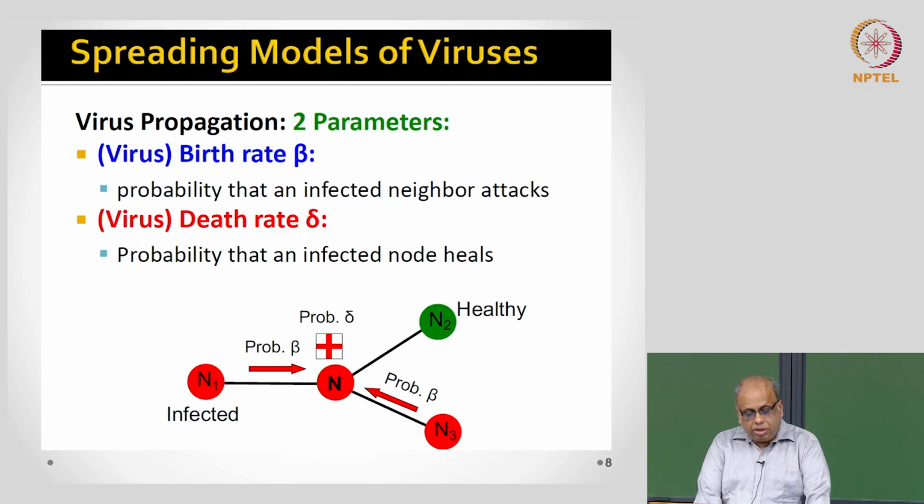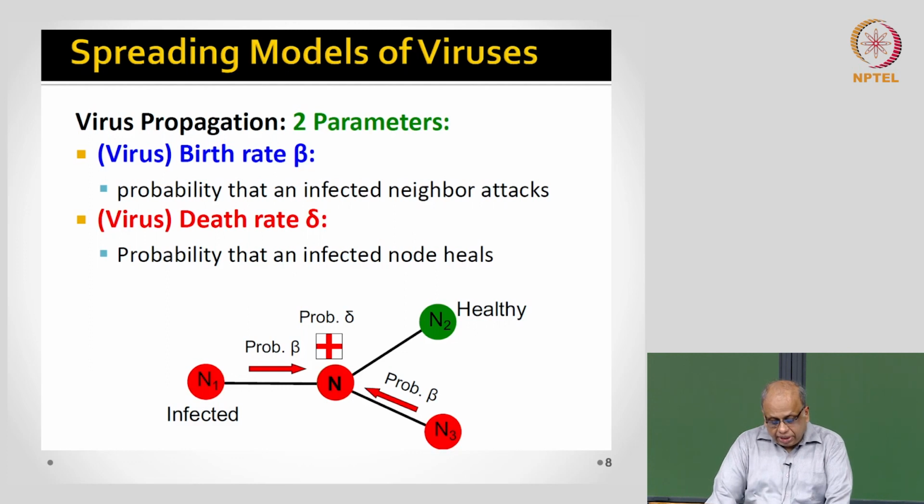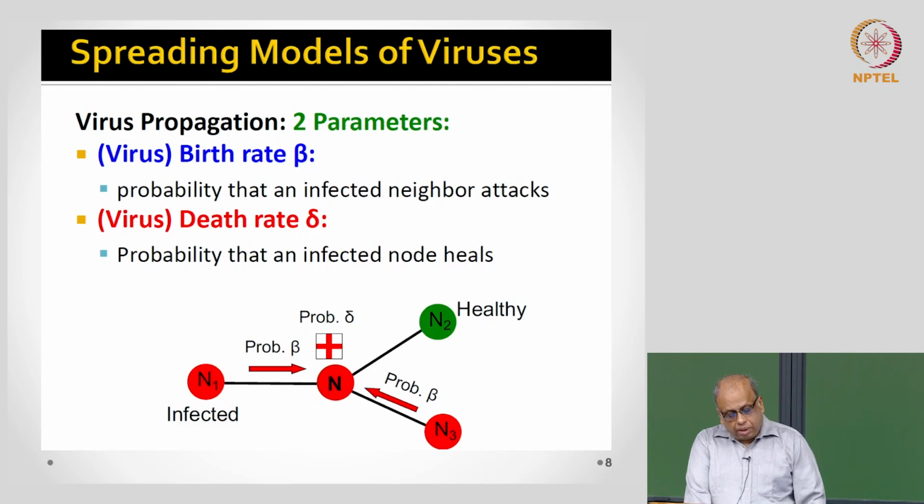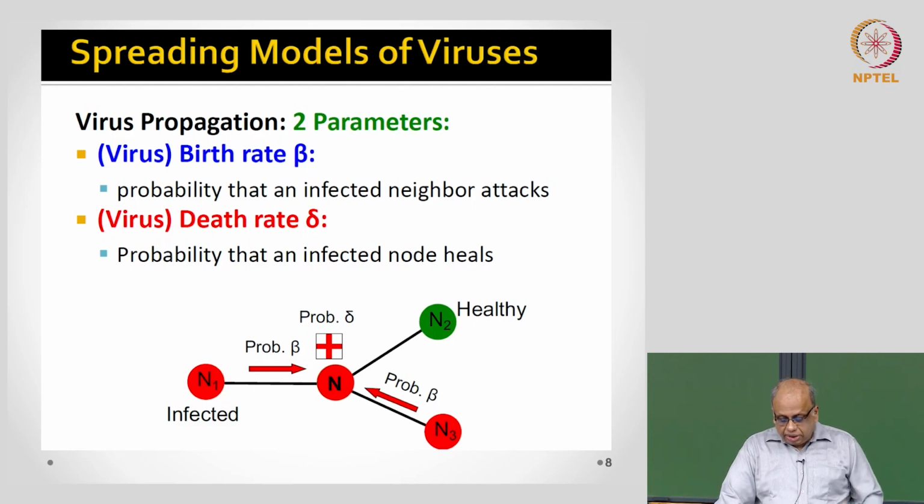And another probability is the death rate. And here again the death rate is not of the person but of the virus. So it is the probability that the infected node heals. Okay, so for a person N who is infected, there is a probability delta that that person will become healthy. Okay, these are two important parameters that we utilize for studying the propagation of a virus.